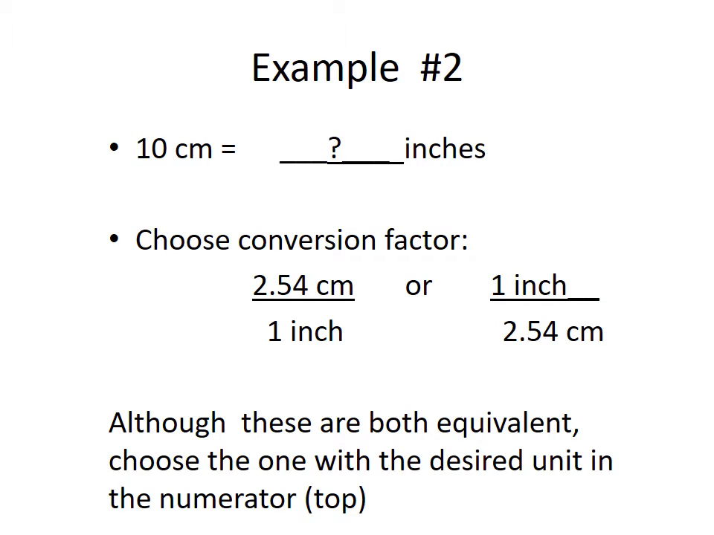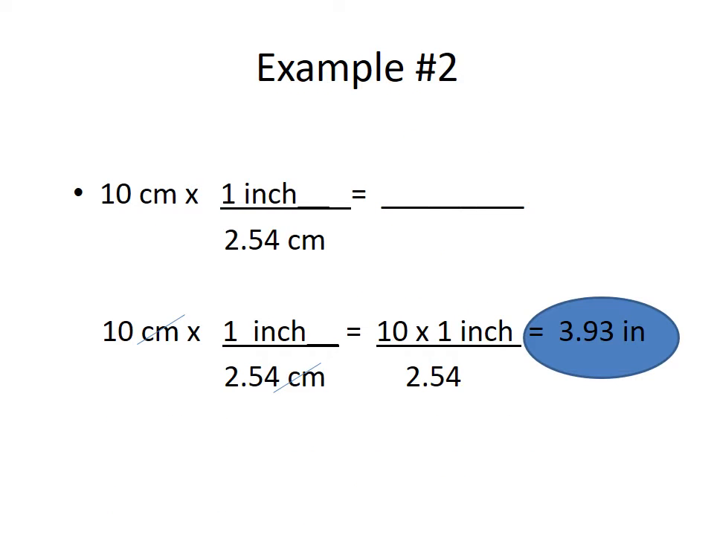Example second, 10 centimeter, how many inches? Same: 2.54 centimeter by 1 inch, or 1 inch by 2.54 centimeter. This we will apply wherever we do. Here we have 10 centimeter, so we need to cancel centimeter. So easily centimeter will be cancelled, and we will get 3.94 inch.